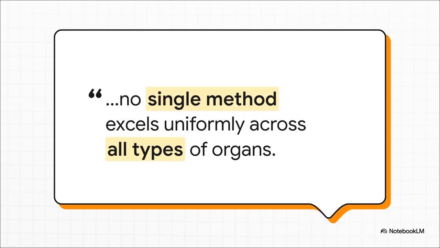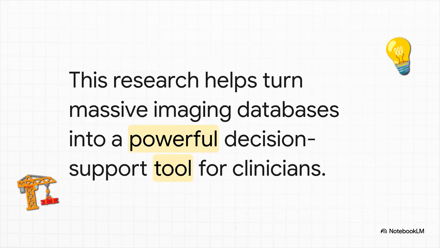And to add another layer of complexity, the researchers found that the best method also changes depending on the organ you're looking at. As the paper itself says, no single method is the best across all organ types. Which makes sense, right? The anatomy of a lung is completely different from a pancreas, and that affects which search strategy works best. So at the end of the day, this work wasn't really about finding a single winner.